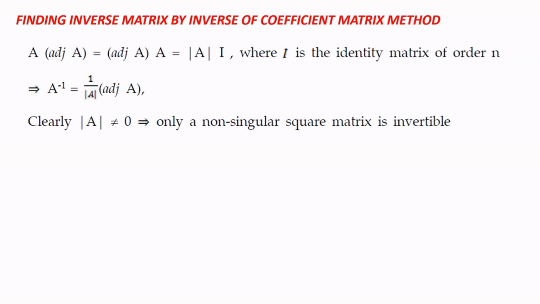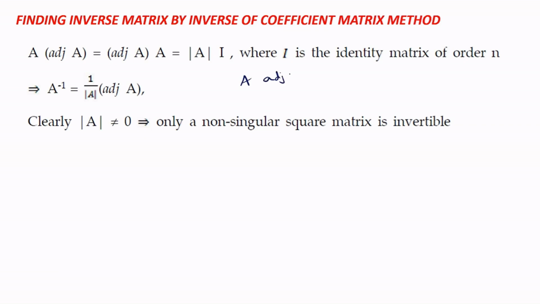So we will see how we can find the inverse of a matrix by the coefficient matrix method. We know the property A into adjoint of A is equal to adjoint of A into A, equal to determinant of A into I, where I is the identity matrix of order n. From this we can find the inverse of A: A inverse will be 1 by determinant of A into adjoint of A.